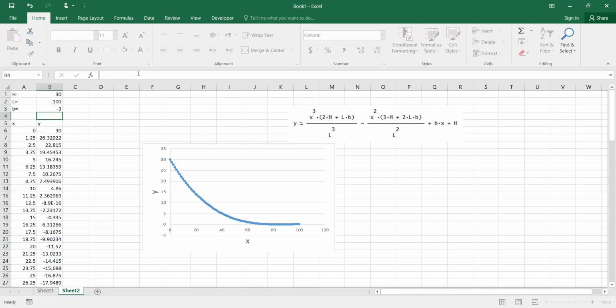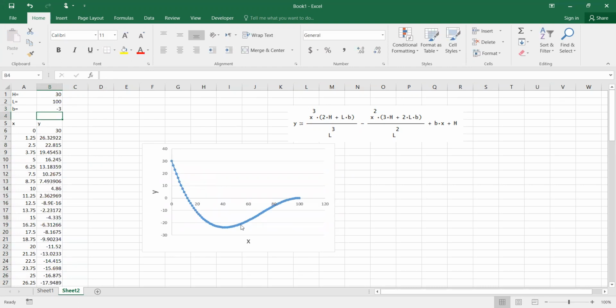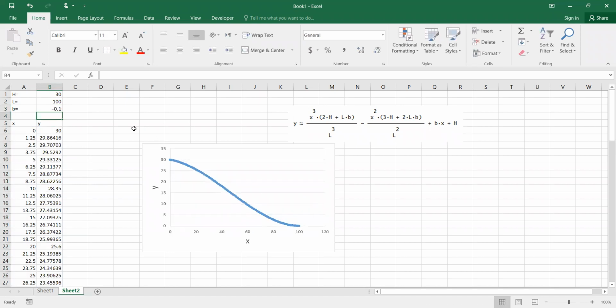Minus 3. Here, there's a problem. We assume that the minimum should be above 0, so this is not acceptable. So we're looking for an initial slope which is negative, but not that much negative. Let's say minus 0.1, for example. Let's go back here. This can be accepted.